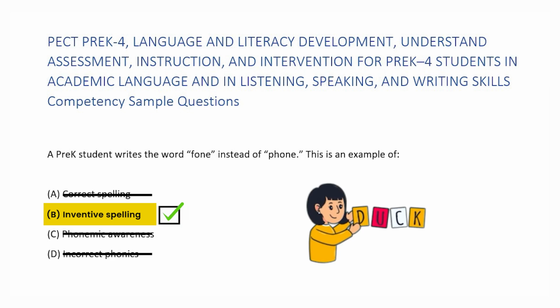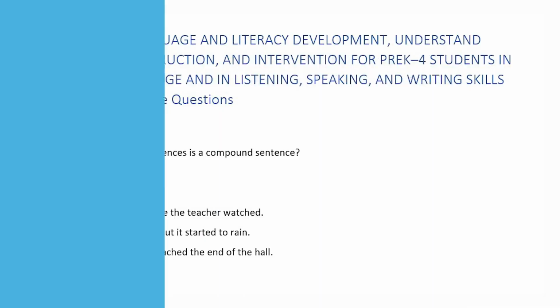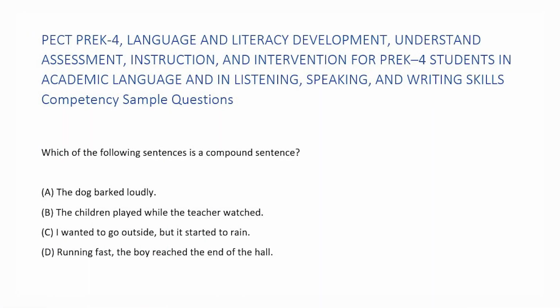Inventive spelling is a common occurrence in early literacy when children try to spell words based on their understanding of phonetic sounds. The student is attempting to represent the sounds they hear. They are showing phonemic awareness, or the ability to hear and identify the individual sounds that make up words, but we know that B is the best answer because the question itself is focused on spelling. Let's look at another question.